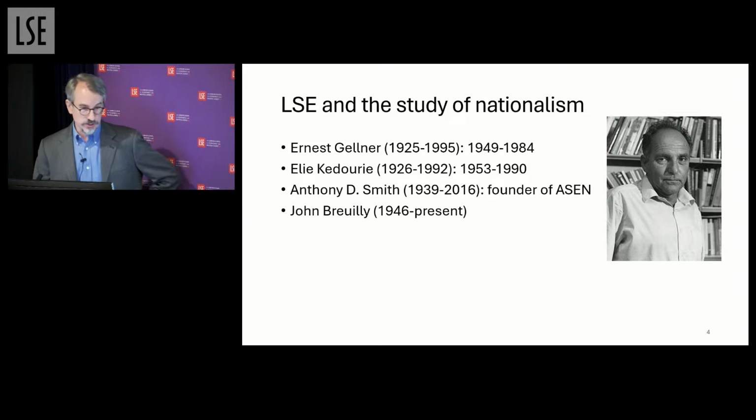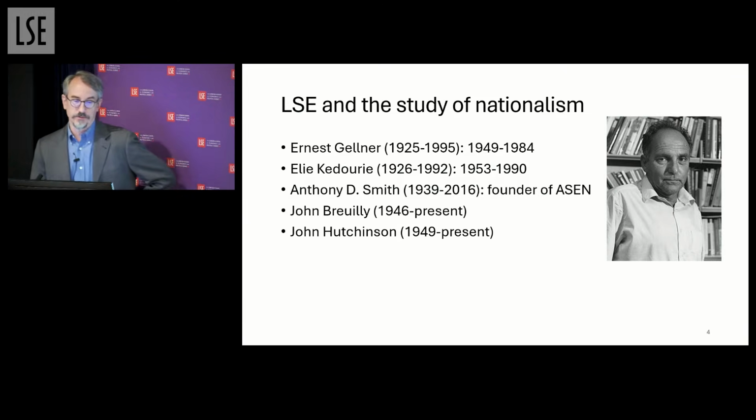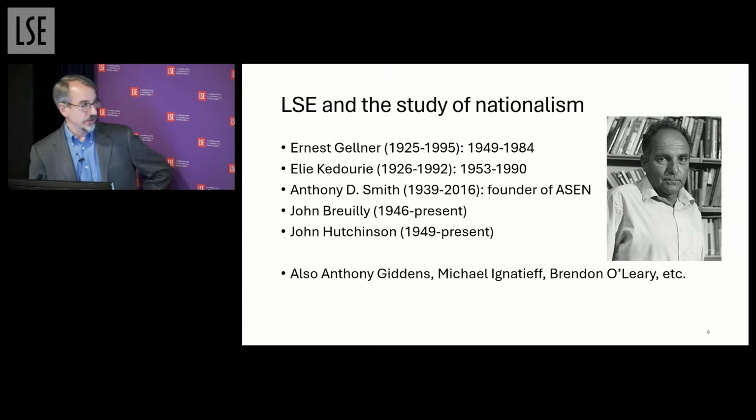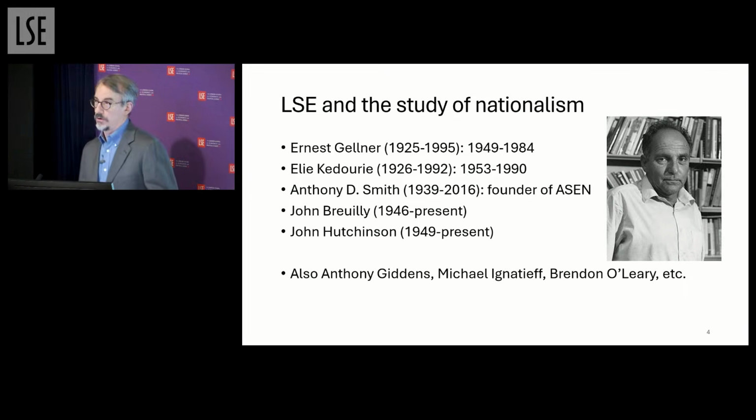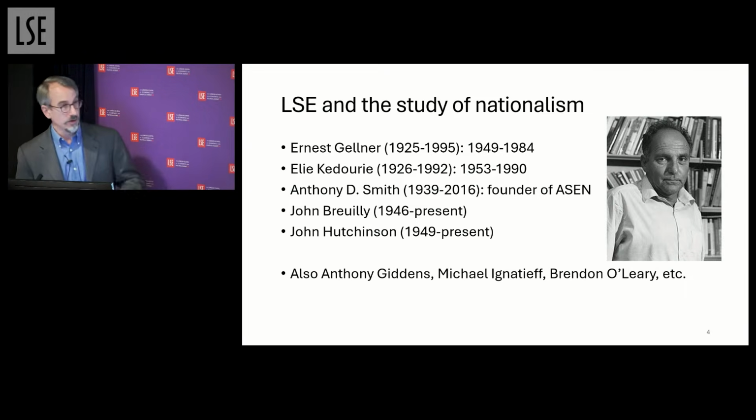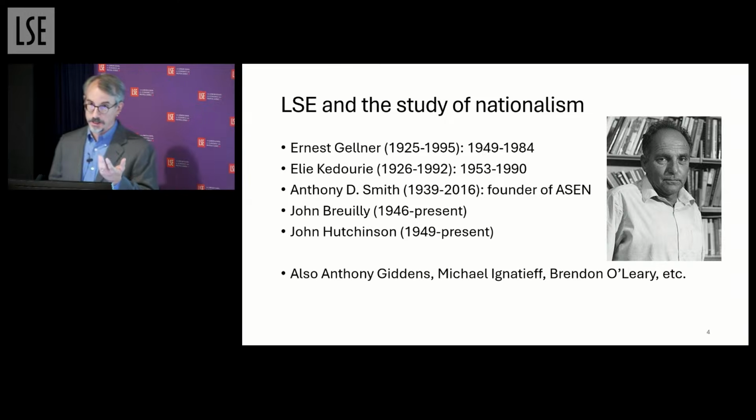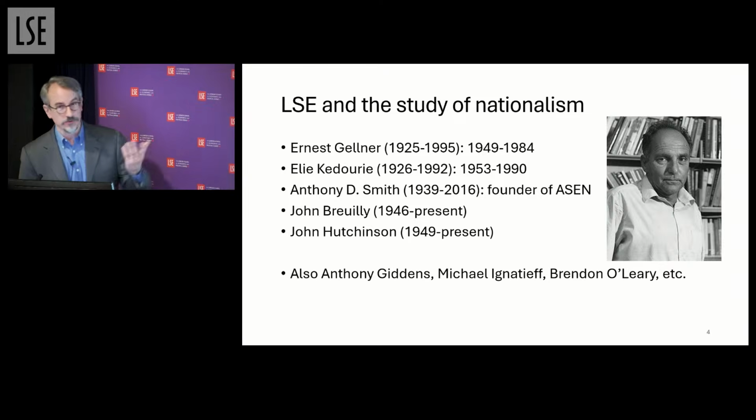John Breuilly, and more recently John Hutchinson, who's still on the faculty of the government department. And among other people who've been at the LSE, there's a long list of people who've taught and studied nationalism at the LSE over many decades, including one of our former directors, Anthony Giddens. Michael Ignatieff, some of you may know him as an academic or failed Canadian politician, and also later the president of the Central European University.